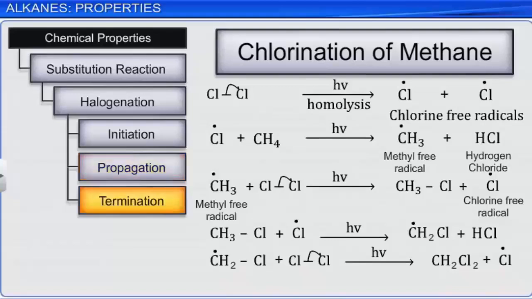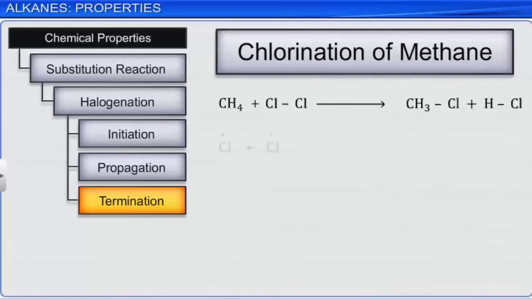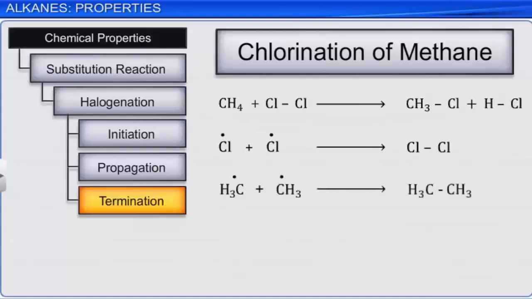During termination, the reaction stops either because all the reactants have been consumed or because of the following possible chain terminating reactions. One possible reaction is that 2 chlorine-free radicals combine to form a chlorine molecule. Another possible reaction is that 2 methyl-free radicals combine to form ethane. Or a chlorine-free radical and a methyl-free radical combine to form chloromethane. Thus, in the chlorination of methane, ethane is obtained as a byproduct.